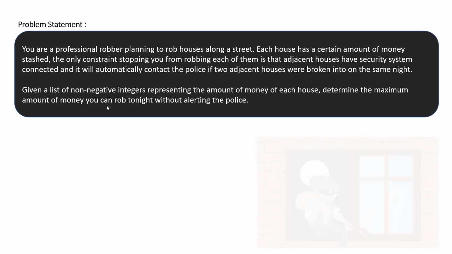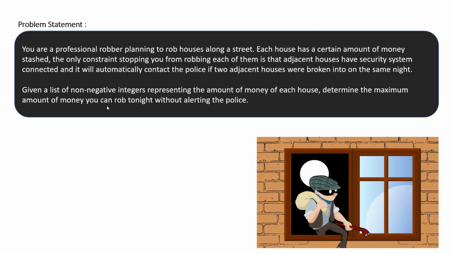So you are a professional robber planning to rob houses along a street. Each house has a certain amount of money stashed. The only constraint stopping you from robbing each of them is that adjacent houses have a security system connected, and it will automatically contact the police if two adjacent houses are broken into on the same night. So given a list of non-negative integers representing the amount of money of each house, determine the maximum amount of money you can rob tonight without alerting the police.